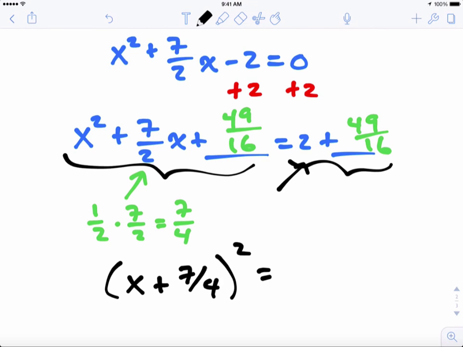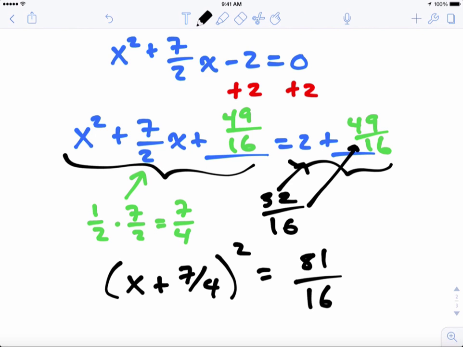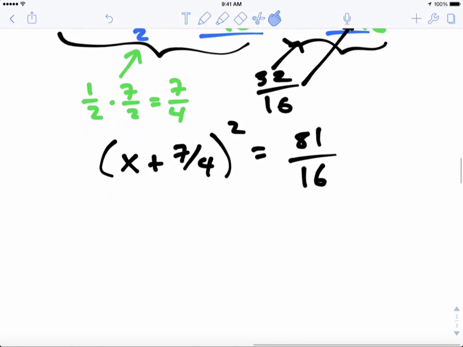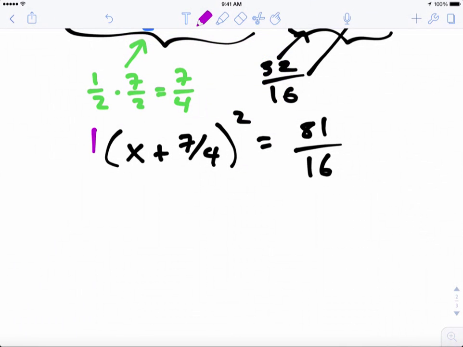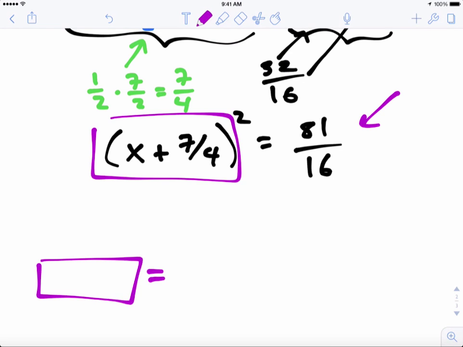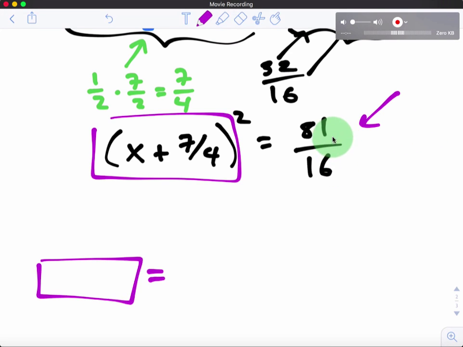So I'm going to rewrite 2 as 32 sixteenths, right? Just because we want to have common denominators. 32 sixteenths plus 49 sixteenths, we end up with 81 sixteenths. Okay, so if you tell me that this number squared is equal to 81 over 16, well, I think that number has to be, well, what's the square root of 81 over 16? Oh, 81 is a perfect square. That's nice. Its square root is 9.